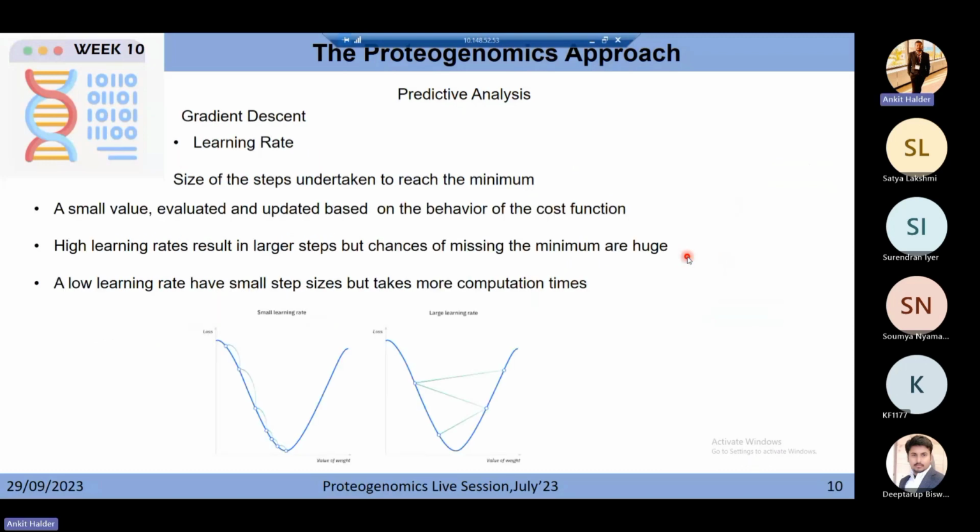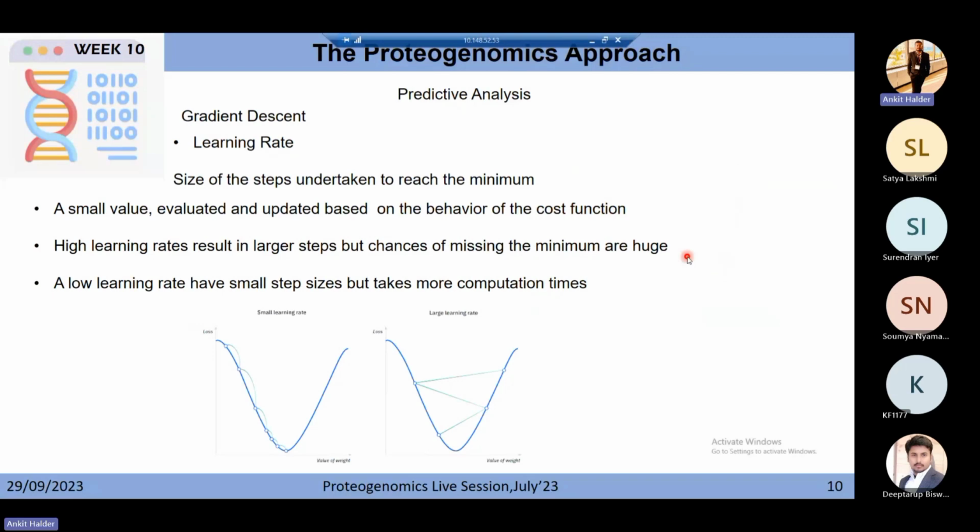So the size of the steps undertaken to reach the minimum is nothing but a small value that is evaluated and updated based on the behavior of the cost function. That small value is evaluated after each and every step and tries to find the new minimum or global minimum. Now the question is whether you would keep a high learning rate, which goes directly to a nearer minimum, or go for a low learning rate.